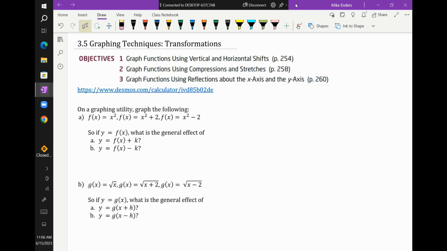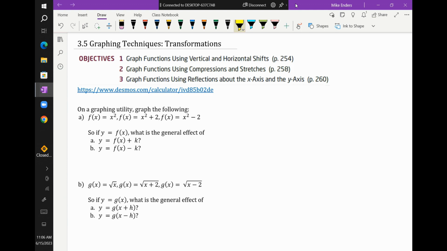What we want to take a look at today is section 3.5, graphing techniques. We're going to take a look at transformations. In one of the previous videos, we took a look at the library of functions and all the different functions that we should be somewhat familiar with. And now what we want to do is move these functions around.